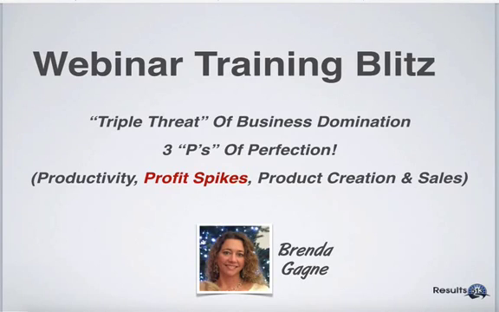All right, so today we are going into part 2 of the webinar training blitz going on right now, of the Triple Threat for Business Domination. And today you can see in red, we're going to be talking about the second P, profit spike.